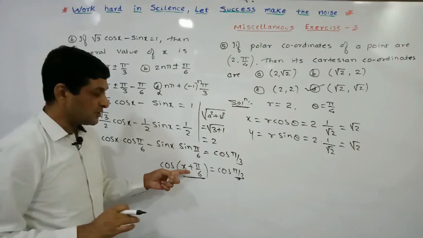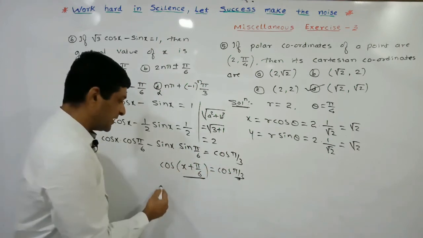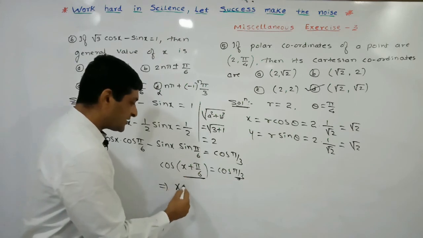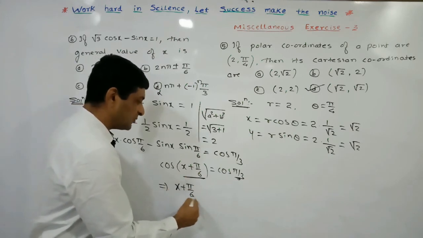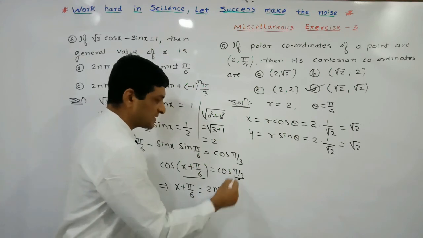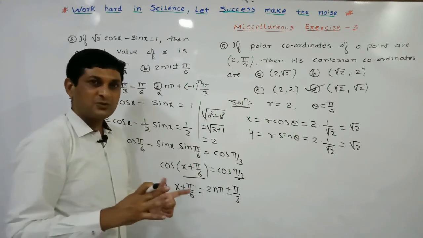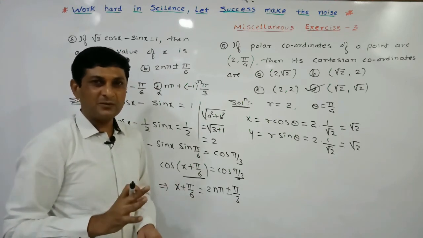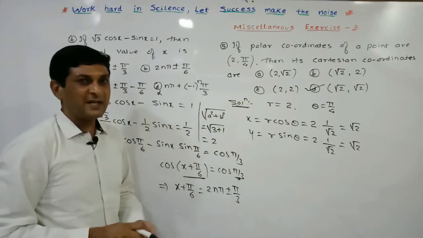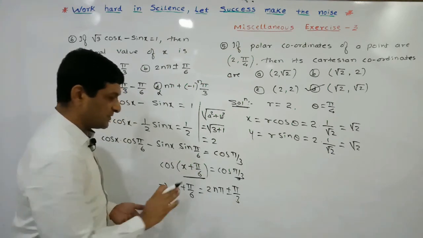And what is the general solution of cos theta is equal to cos alpha? Theta is equal to, theta means x plus pi by 6, is equal to 2n pi plus or minus alpha. But what is alpha here? Pi by 3. Your formulas should be learned, then and only then are we able to solve the example orally also. So now the remaining part is just to simplify it.